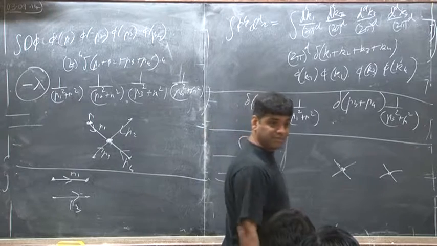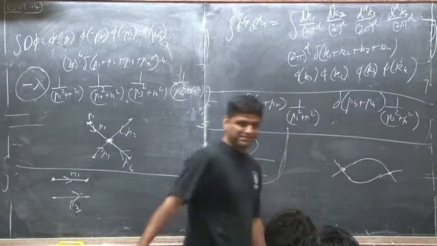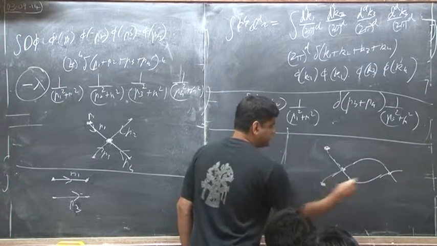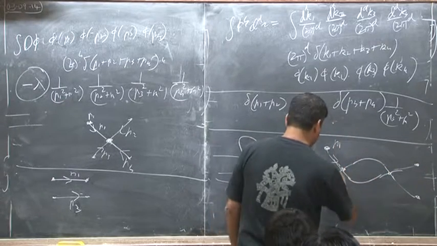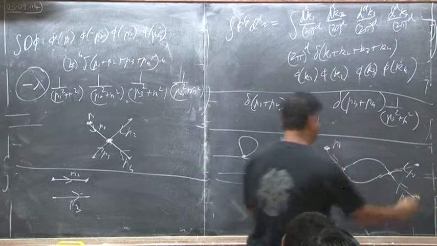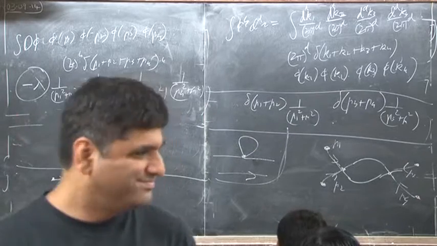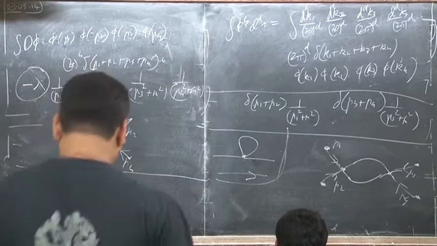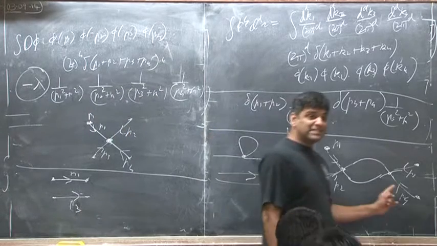The very non-trivial graph in this order is the one you get when you connect one of these legs to this one, one of these legs to this one, and these ones to the external legs. That's, for instance, like P1. This is what's called a one-loop Feynman graph. Okay, now let's study this one-loop Feynman graph.